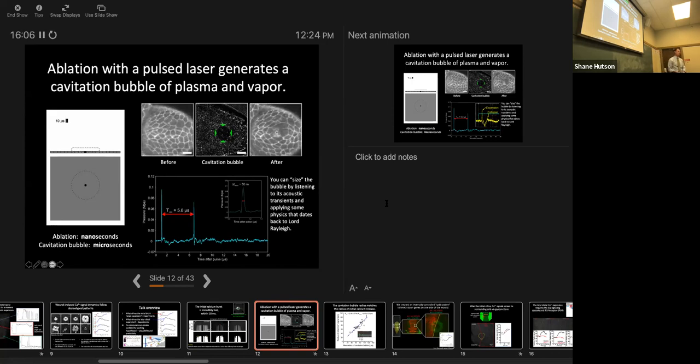The easier way to do it is just to put a microphone over the sample and pick up the acoustic transients. When that bubble expands, you get this big shock wave, and when it collapses again, you get another shock wave. You have a question?